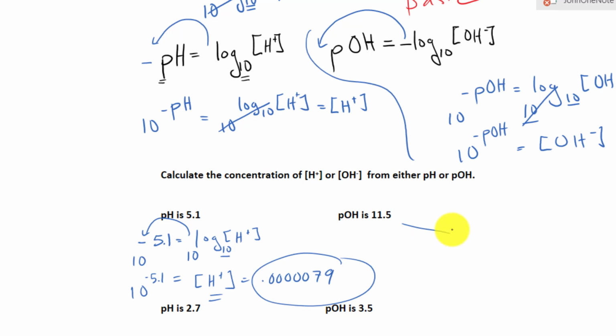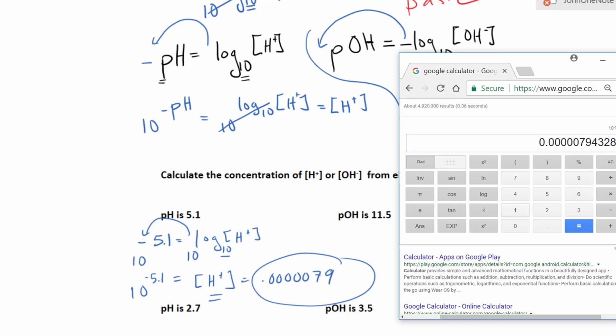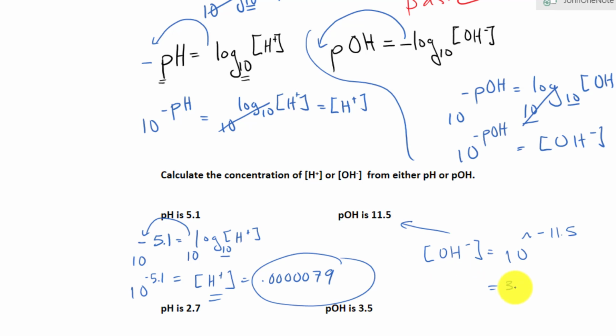Let's do the same thing in this case. But now I don't have to do this work anymore, because I know that to find the concentration of OH minus, all I have to do is take 10 to the power of negative pOH, which in this case is negative 11.5. So let's plug into a calculator. Now we have 10 to the power of negative 11.5. And what do we have? A very small number, 3.16 e to the negative 12. There you go. That would be the concentration of OH minus.